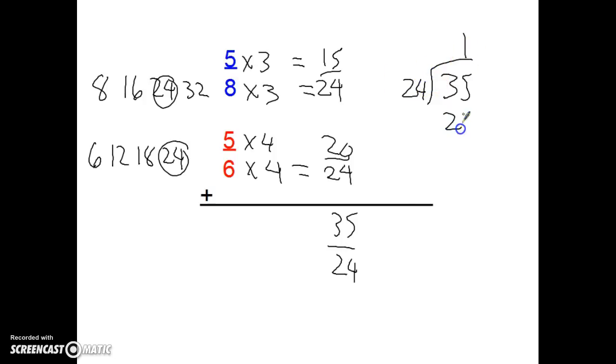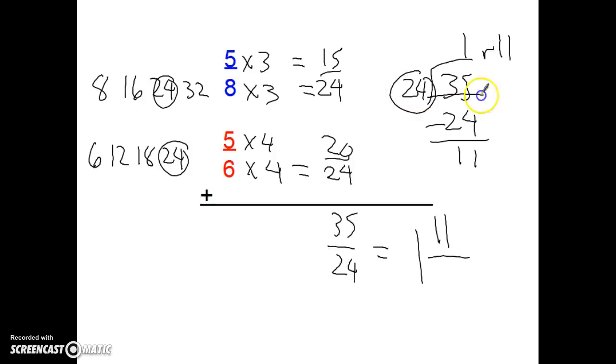We know it's only going to go one time. We get a remainder of 11 again. But this time, our remainder of 11 is going to be 1 and 11/24. And no, I cannot simplify that anymore.